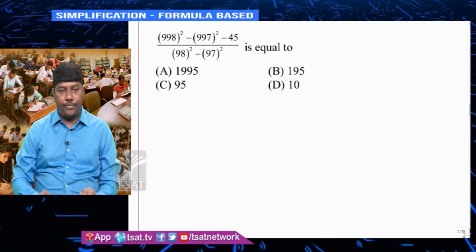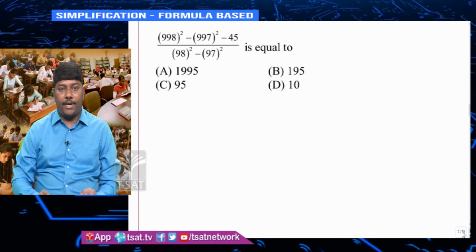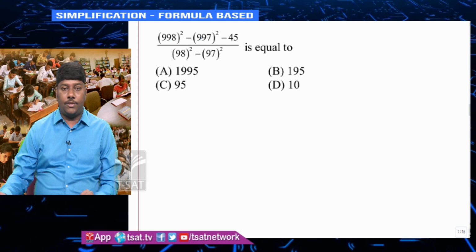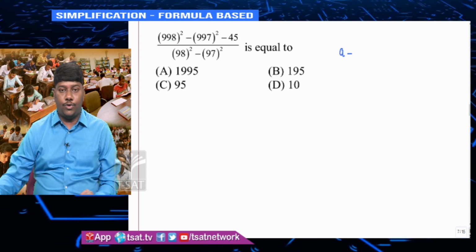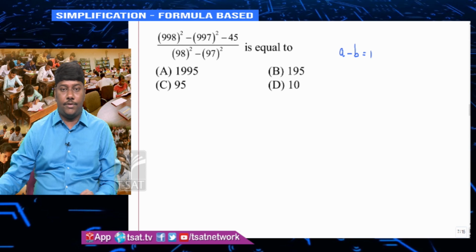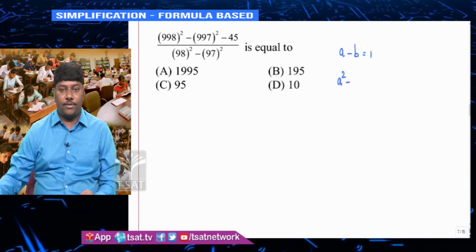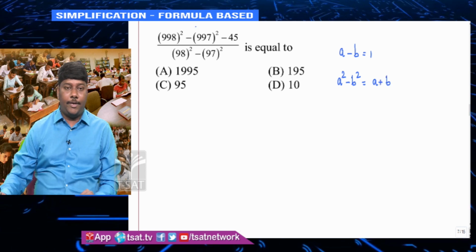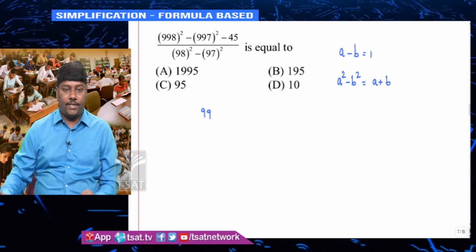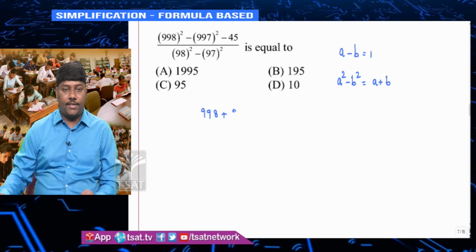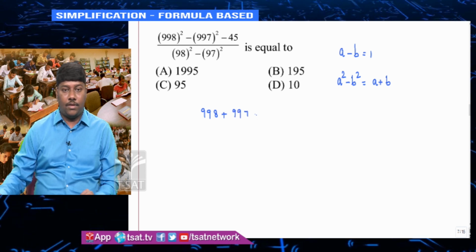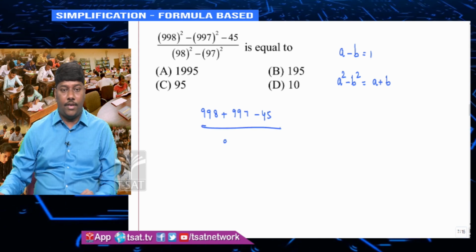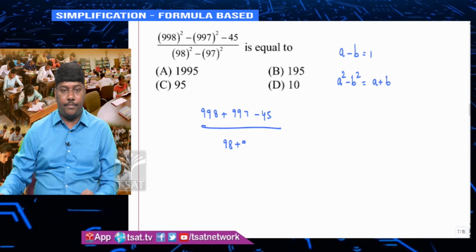And look at this here. 998 whole square minus 997 square minus 45. It is in the form of a square minus b square, where a minus b is equal to 1. When a minus b is equal to 1, we know a square minus b square is equal to a plus b. Therefore, I can write the numerator as 998 plus 997 minus 45, divided by 98 plus 97.